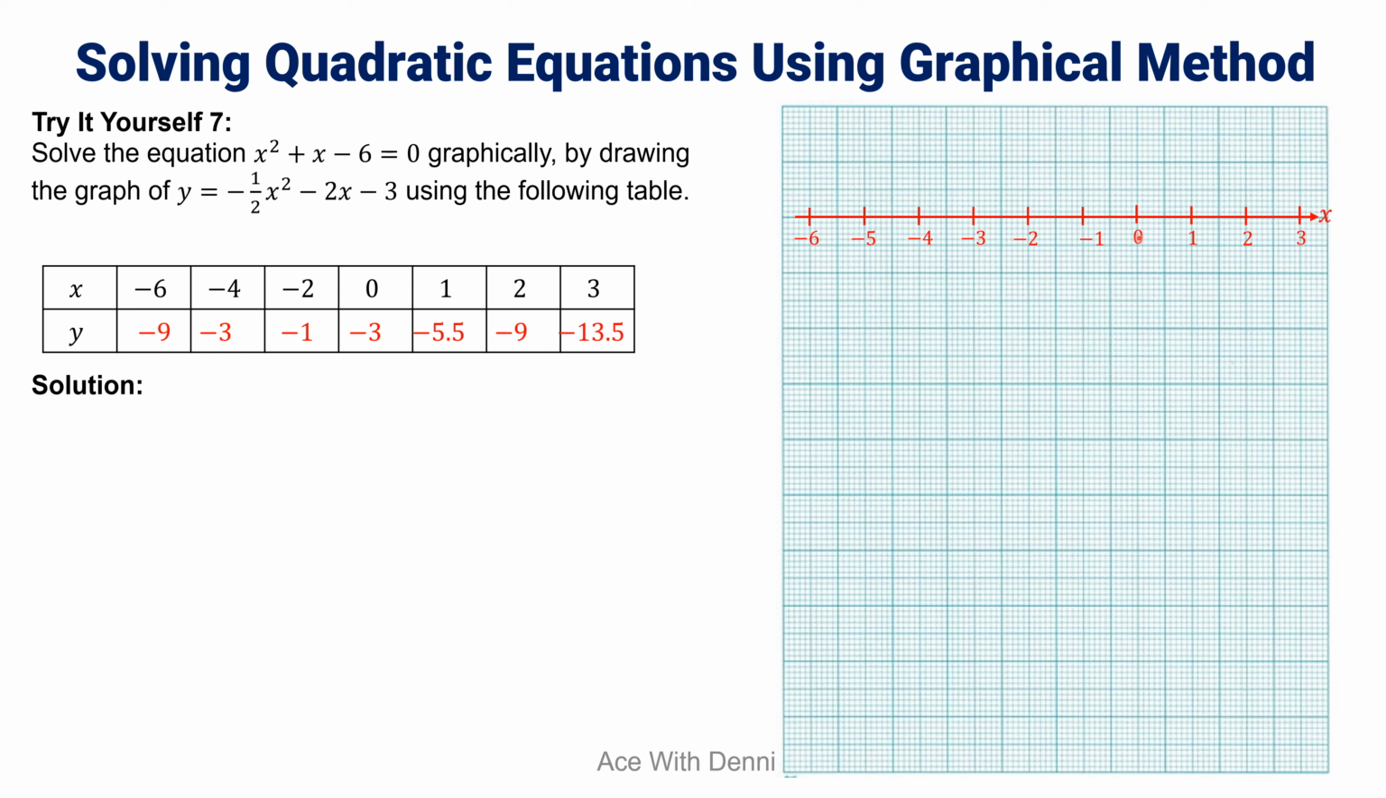Then I can start to label the x-axis, with negative 6, negative 5, negative 4, all the way to 3, because the smallest value is negative 6 and the largest is 3. And I choose the scale as 2 centimeters to 1 unit.